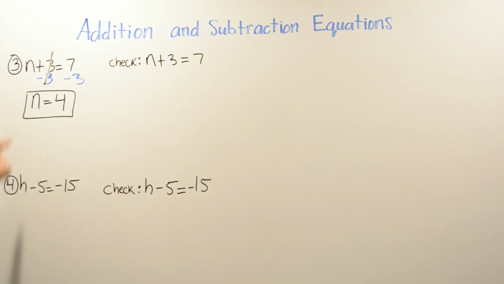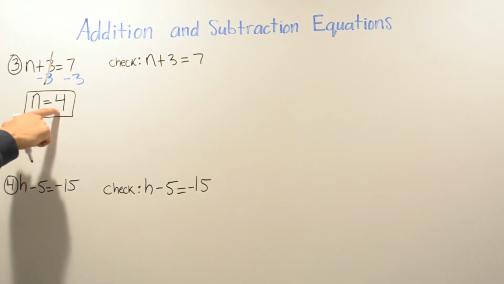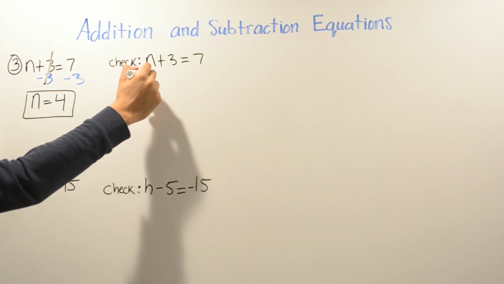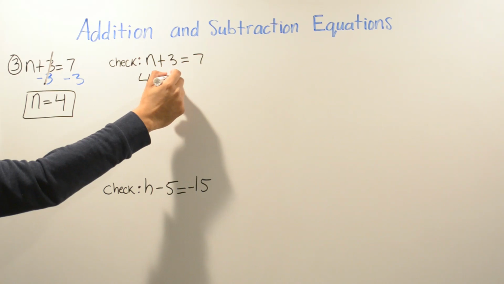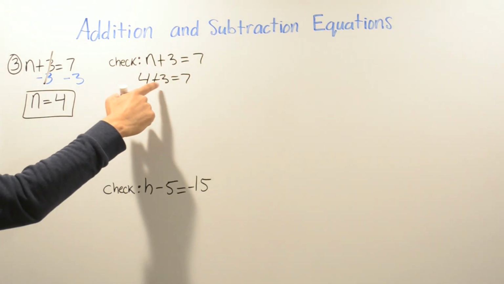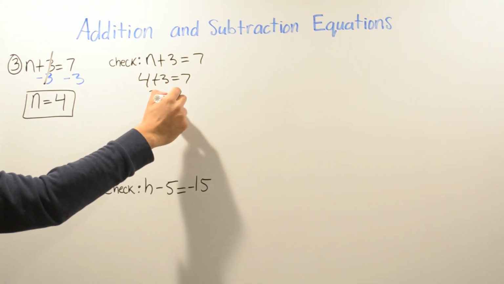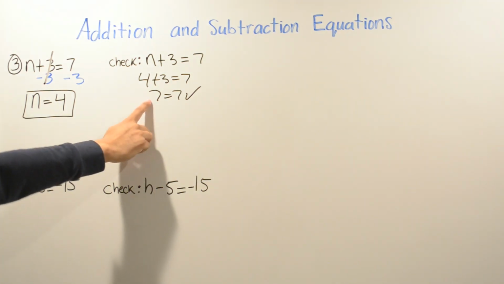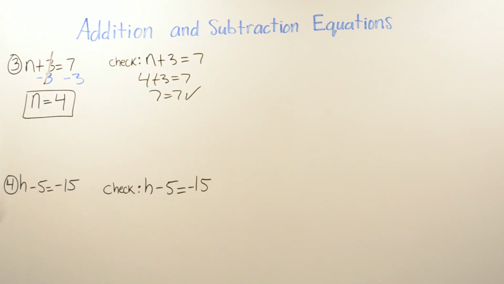To check your work, remember, we're just going to substitute the answer wherever we see the n. We start with this one: 4 plus 3 equals 7. Then we do 4 plus 3 is 7 equals 7. So we know that our answer is right. If you have a number here like 6, 5, or 4, and you have a 7 here, you know right away your answer is wrong. So go back and check where you made your mistake.